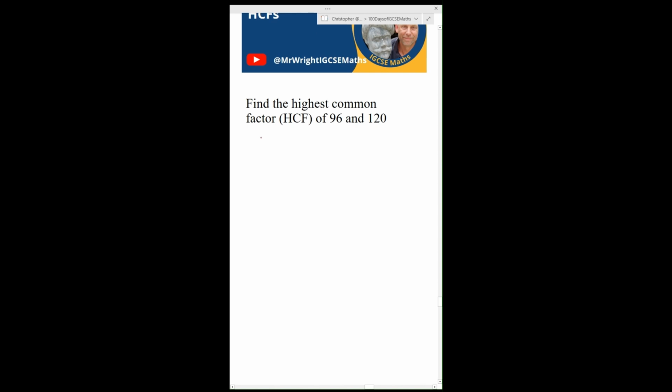Okay, the first thing I'm going to do is write both of these numbers as products of primes. This is how I'm going to do that. Every time I get to a prime, I'm going to circle it. 6 fours are 24, 2 and 2 and 2 and 3. So 96 is 2 to the power of 5 times 3. Follow the same process for 120, and you'll get 120 is 2 cubed times 3 times 5.